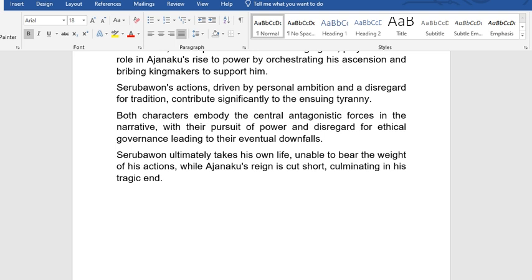Serubawan ultimately takes his own life, unable to bear the weight of his actions, while Ajanaku's reign is cut short, culminating in his tragic end. Remember, at the end of the play, Ajanaku hung himself. Serubawan hangs himself, while we also saw the end of Ajanaku, also known as Olaneyono.